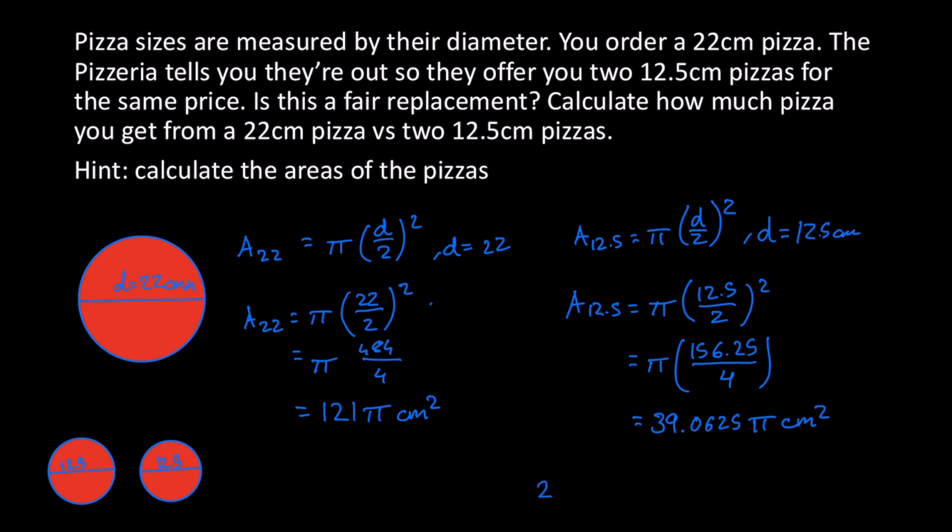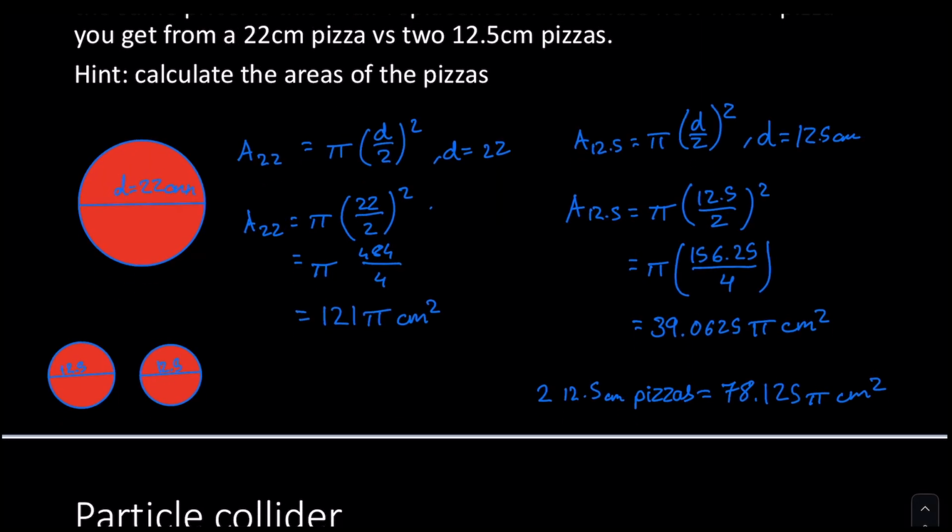So we multiply this by 2 because we have two 12.5 centimeter pizzas, which is equal to 78.125 pi centimeters squared. So what do we get from this?